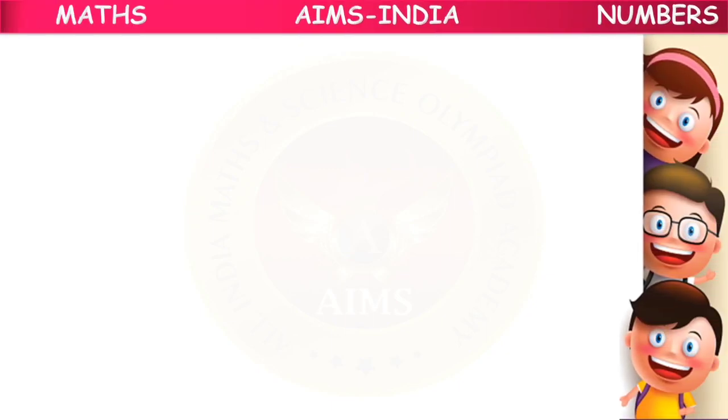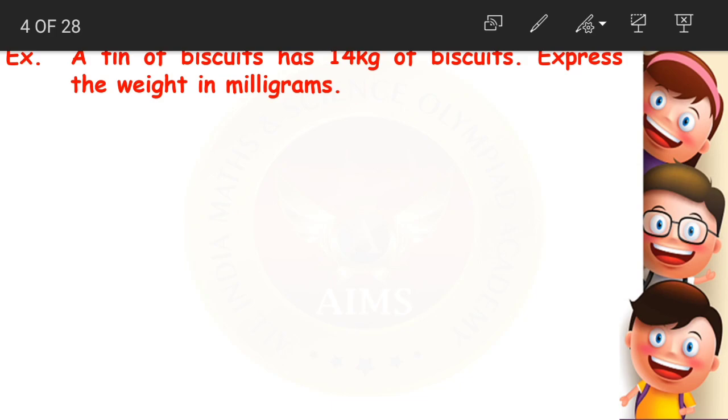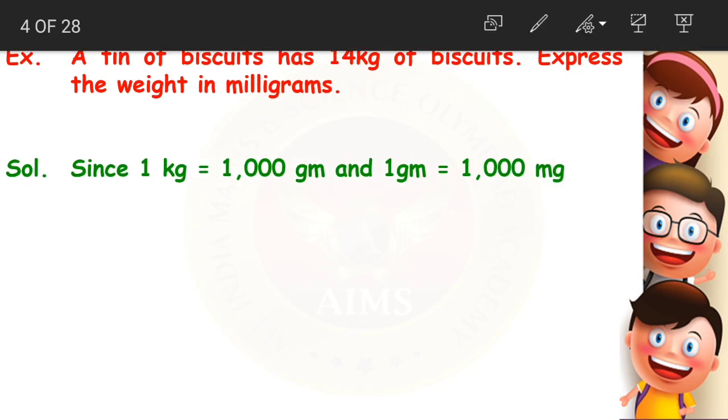I hope this was clear. Yes. Now let us solve an example. A tin of biscuits has 14 kgs of biscuits. Express the weight in milligrams. Okay. A tin of biscuits has 14 kgs of biscuits. Express the weight in milligrams.